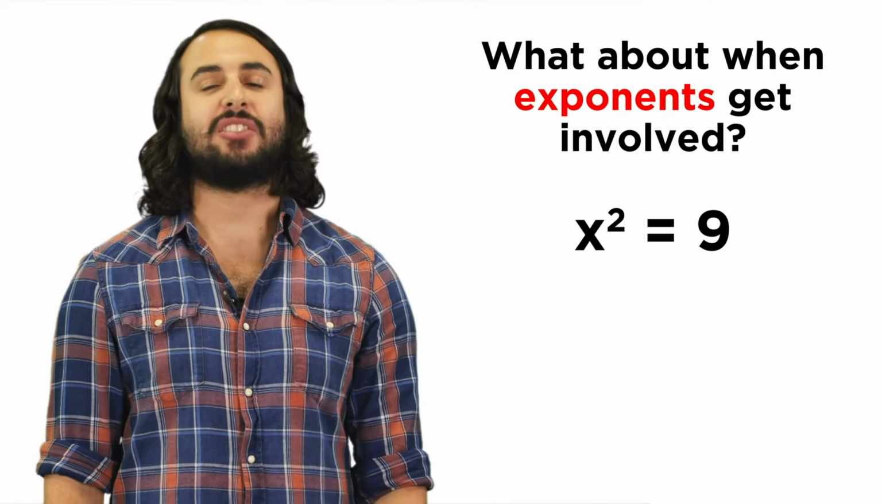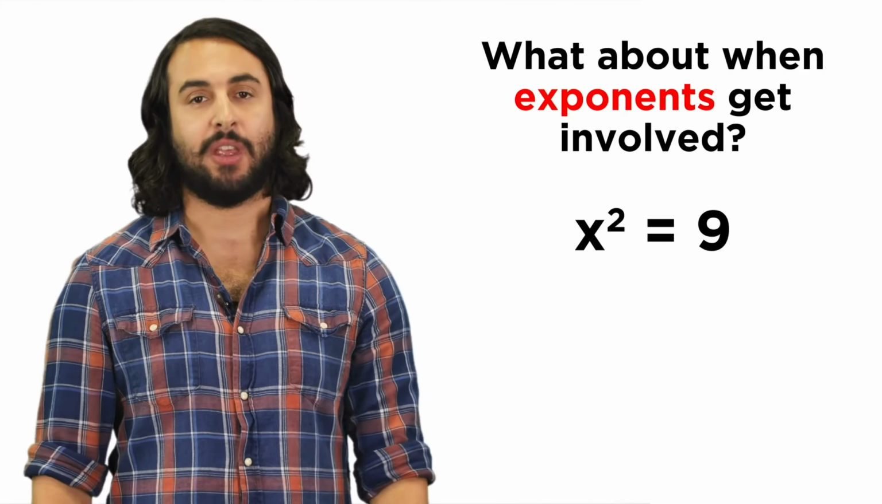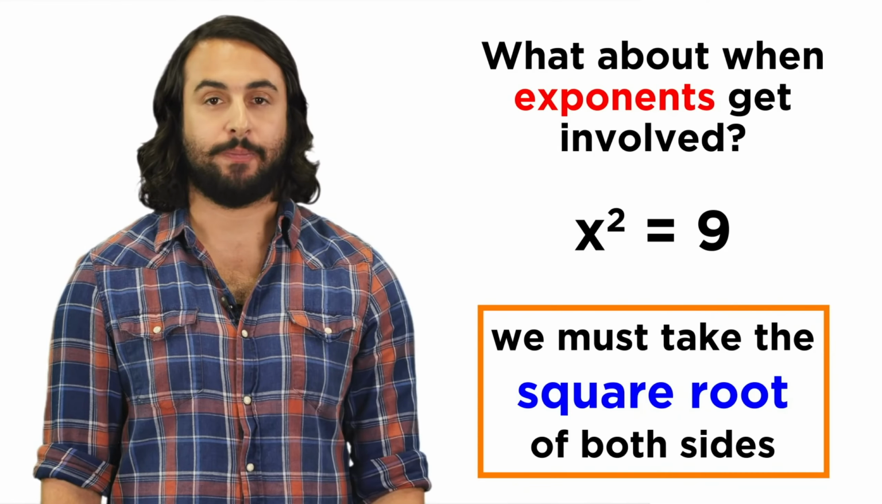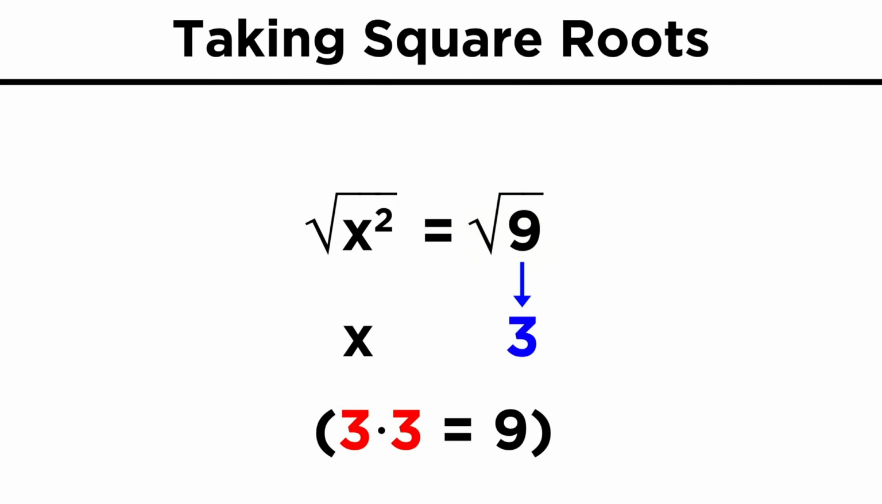What if we have x squared equals 9? What is the inverse of squaring something? That would be taking the square root. When we take the square root of x squared, we get x, because squaring x is what would give us x squared. On the other side, the square root of 9 is equal to 3, because 3 squared, or 3 times 3, gives us 9.